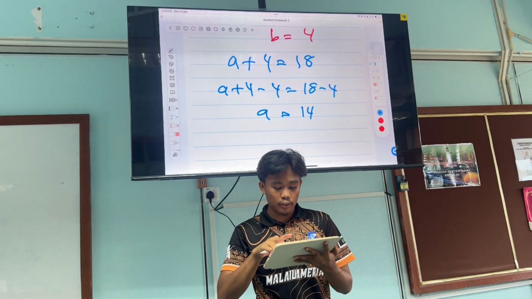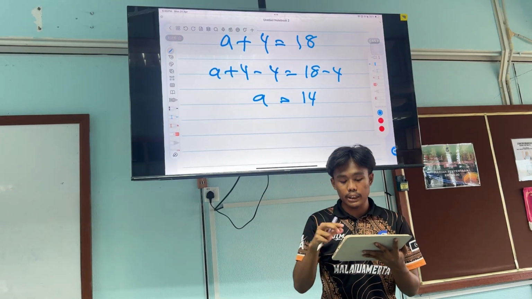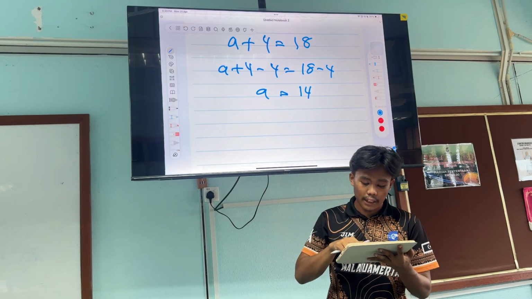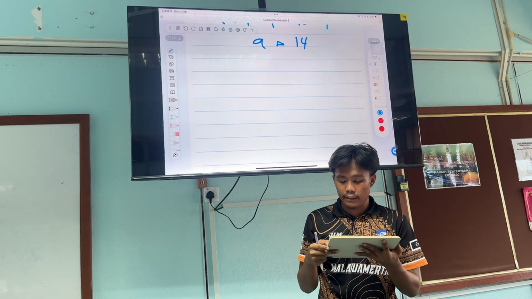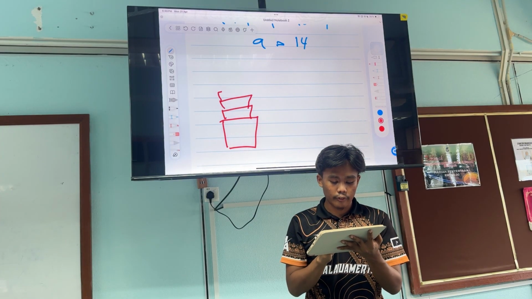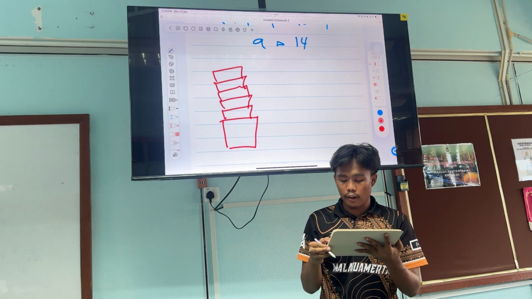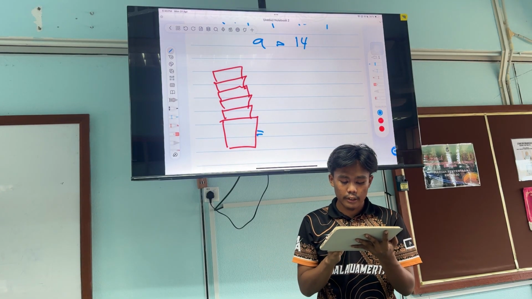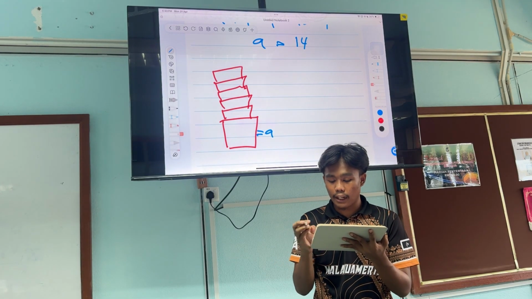Understand? Okay, so what we want to do here is find the height of the 6 glasses that stack. We can easily draw the 6 stacked glasses here: 1, 2, 3, 4, 5, 6. We know that A equals 14, which is this one, so we can identify that as 14.